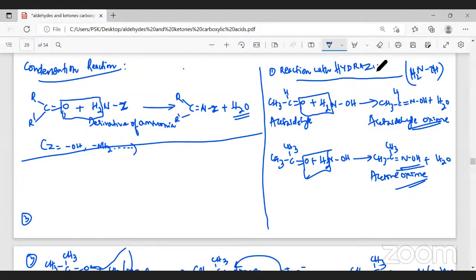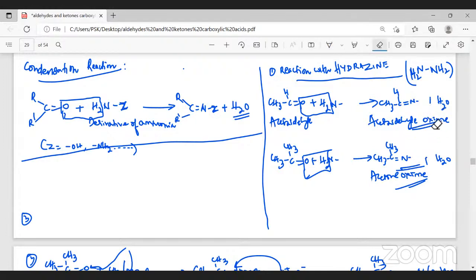The next is hydrazine, reaction with hydrazine. I will modify it here only. Now, in the case of hydrazine, one of the hydrogen atoms of ammonia is replaced by another NH2 group. See, ammonia is NH3. One hydrogen is replaced by an NH2 group. So N2H4 is called hydrazine. Hydrazine we can write like this.